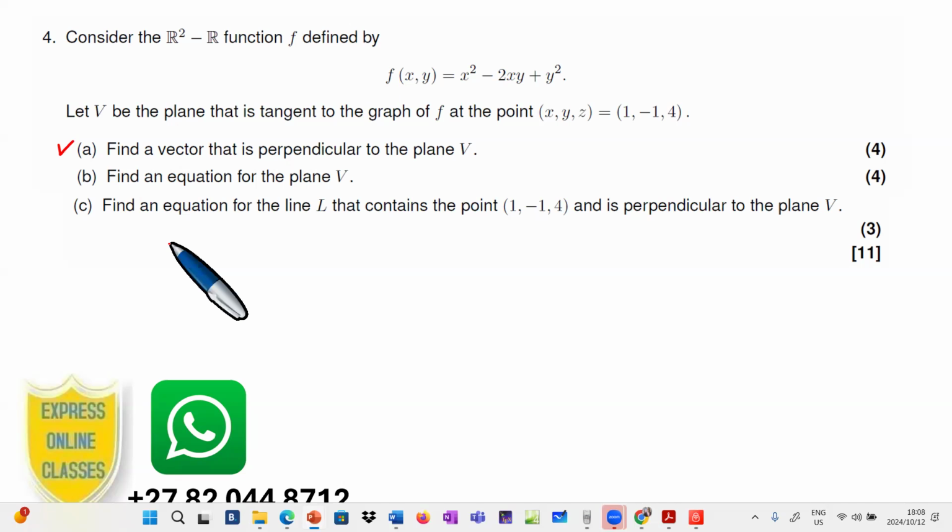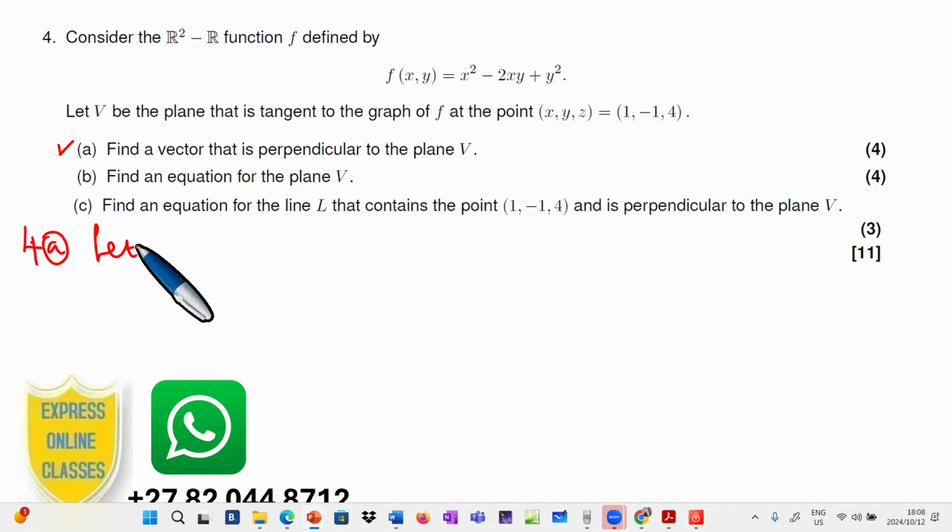The question is, how do we do this question? How do we find a vector that is perpendicular to the plane V? Because V is a plane that is tangent to the graph of f at the point 1, minus 1, and 4. For 4 marks, we need to find a vector that is perpendicular, or orthogonal, to the plane. And to do that, we use the derivative. So we're going to do question 4a.